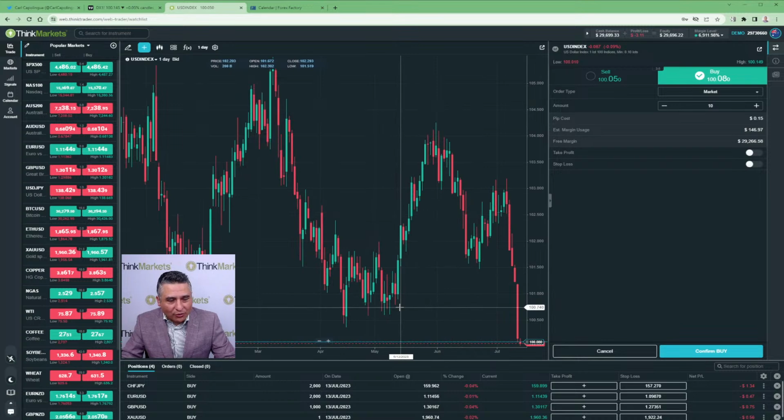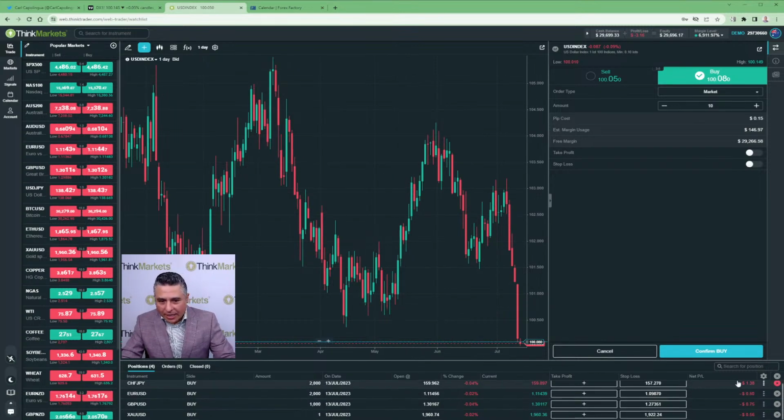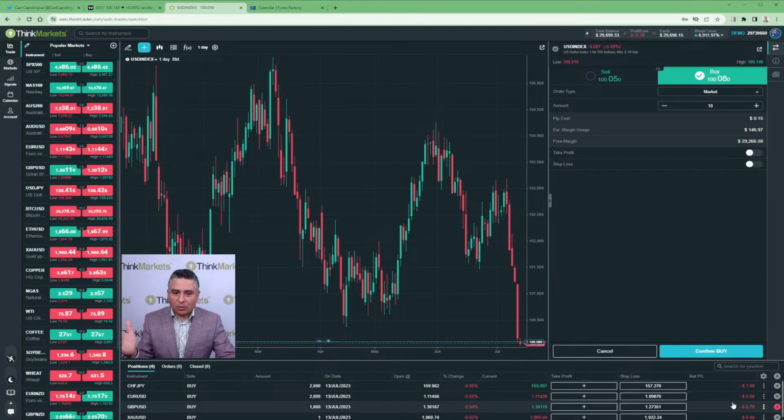So let's get a trade on this. I know they're going to be highly correlated. And you can see here, these trades are all in a losing position because that's the spread. Straight away, we're going to start in a losing position. Don't panic. That's normal.